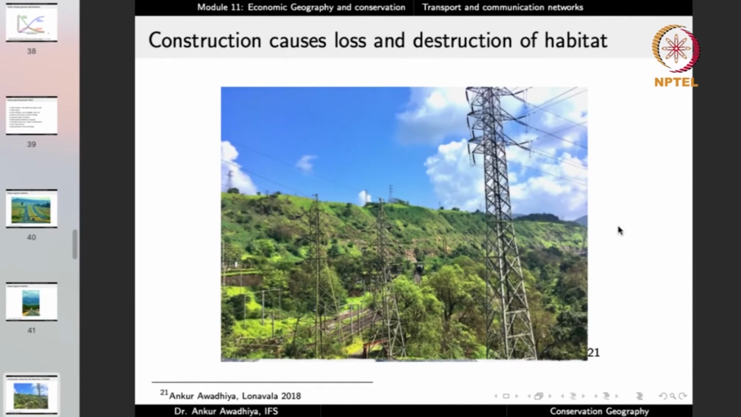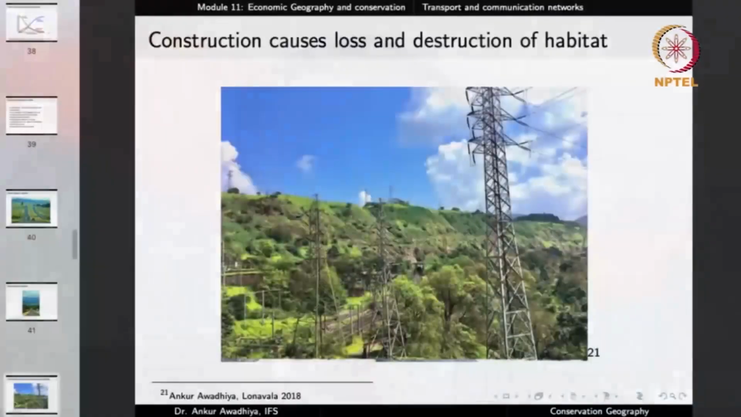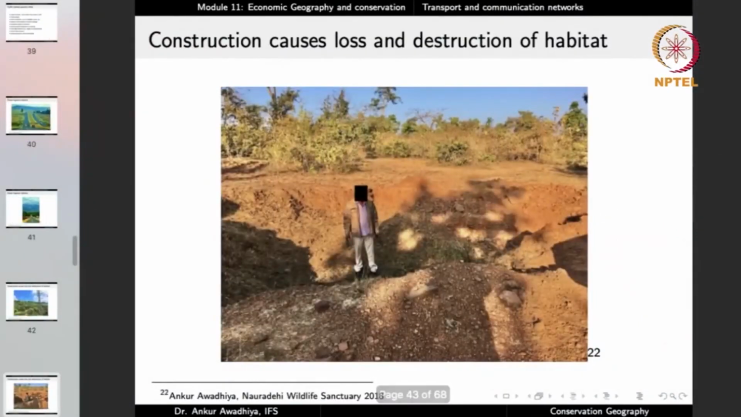The construction of roads and other linear infrastructure often leads to loss and destruction of habitat, because to construct this railway line, you have to cut the trees. Because of their nature as linear infrastructures, when they are being constructed, any tree that comes on the way will be felled. And so that results in a loss and destruction of the habitat. It also happens when they are being constructed due to earthwork.